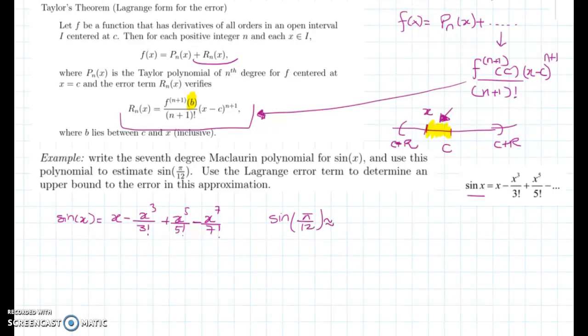So that means we are going to need to find pi over 12, minus pi over 12 cubed over 3 factorial, plus pi over 12 to the power of 5 over 5 factorial, minus, one more time, pi over 12 to the power of 7 over 7 factorial. And if we write this in our calculator, we are going to get an approximation.